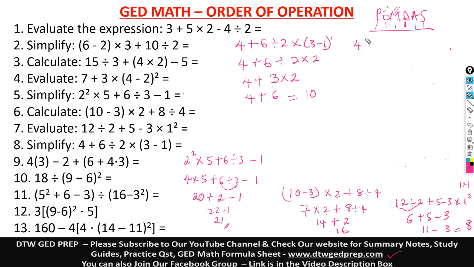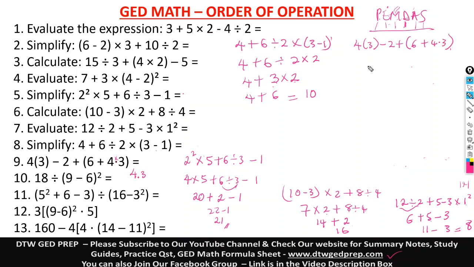Number 9 says 4 in parentheses 3 minus 2 plus in parentheses 6 plus 4. This dot here means multiplication. You can see that this dot is different from when the dot is beneath, which means it is 4.3, like a number, a decimal point. But when it's in between, at the middle, it means it's a multiplication. Take note of this, okay? The GED usually brings out questions like this. So this is a multiplication.